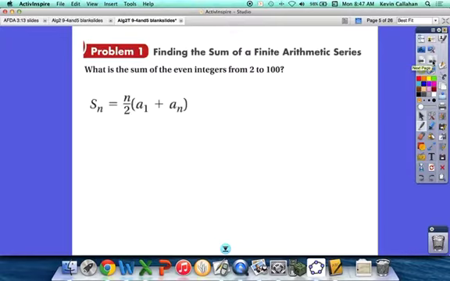So let's try to use this formula. What is the sum of the even integers from 2 to 100? Okay, well, I've got the formula here already, which I would always write down first. How many even integers are there going to be from 2 to 100? What's the number of terms? It should be 50, right? If you start counting by twos from 2 to 100, n equals 50.